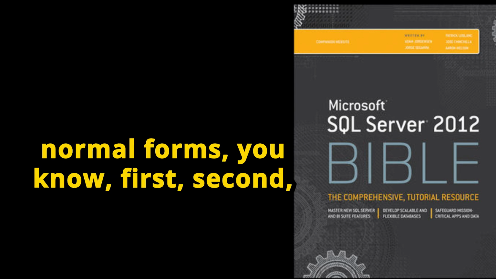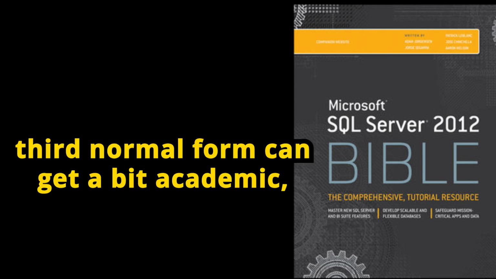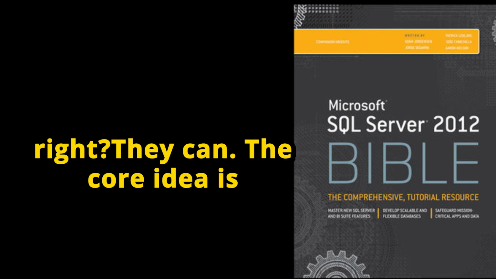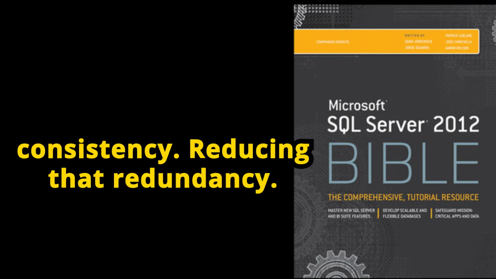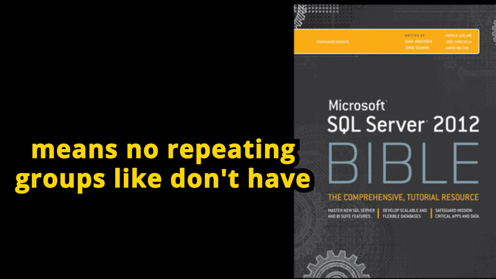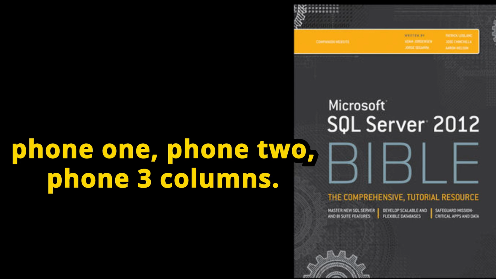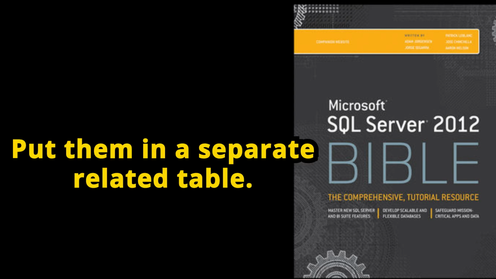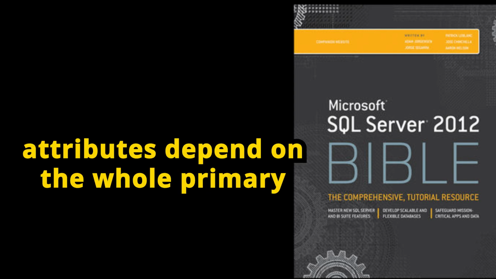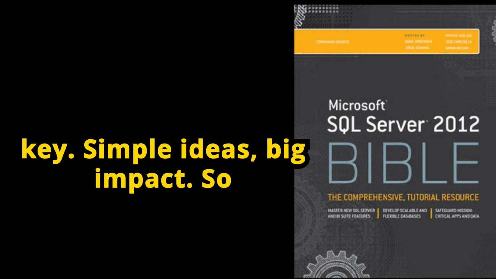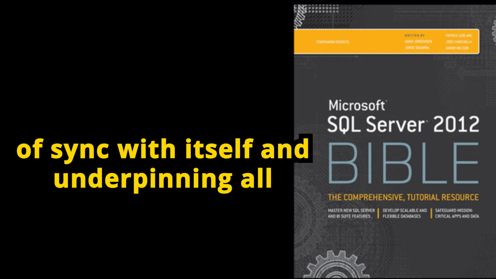While the specific normal forms, first, second, third normal form, can get a bit academic. Right, they can. The core idea is simplifying maintenance and boosting data consistency, reducing that redundancy. First normal form, for example, just means no repeating groups, like don't have phone 1, phone 2, phone 3 columns, put them in a separate related table. Second normal form is about making sure attributes depend on the whole primary key. Simple ideas, big impact. So it's about stopping data from getting out of sync with itself.